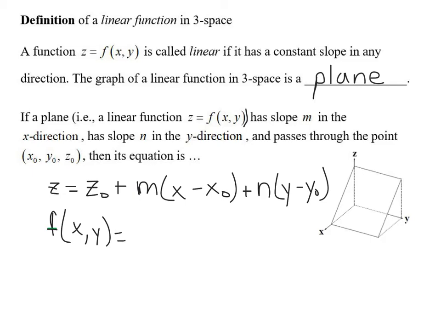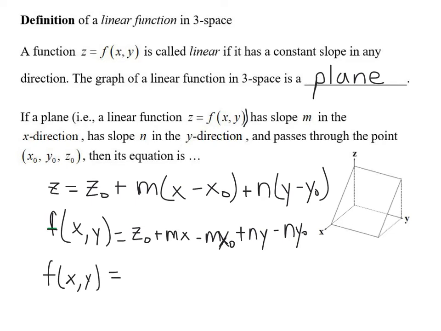Now, if we distribute some of this stuff, let's see what we'll have. We'll have z sub 0 plus mx minus m times x sub 0, plus ny minus n times y sub 0. And if we gather all this together, we'll have f of x comma y. I'm going to put all the constant terms first. So we take this z sub 0 and we have a minus m times x sub 0, that's just a constant. The only two variables we have are the x right here and the y right here, and we have the z over there.